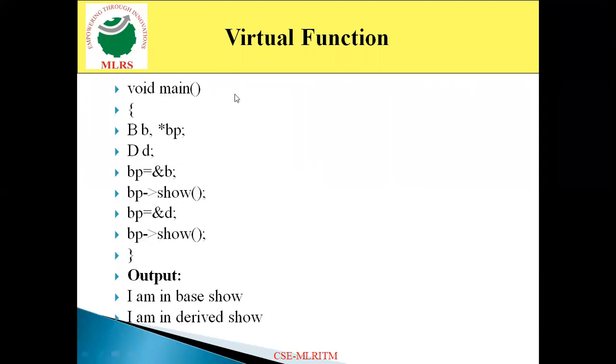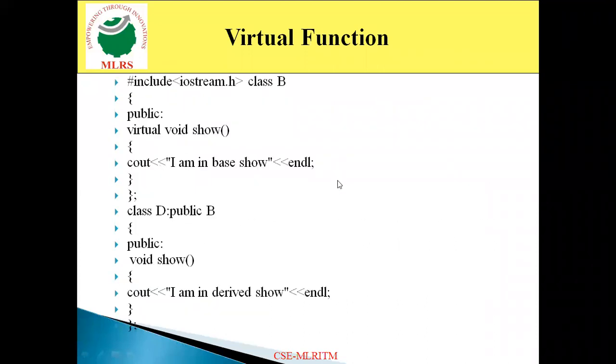Come to the next one, BP is equal to address of D. This means BP now holds the address of the derived object, so it is pointing to the derived class. So BP arrow show indicates it is going to execute the show function of the derived class. Again it executes the show function in the derived class, that is, "I am in derived show", which will appear on the output screen.